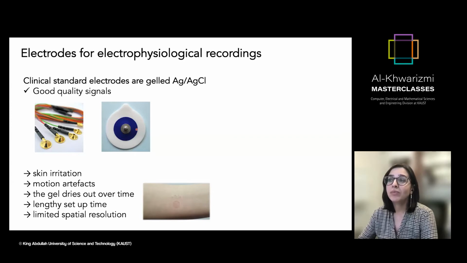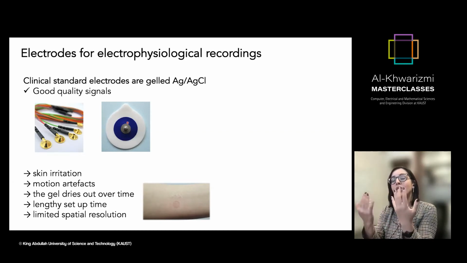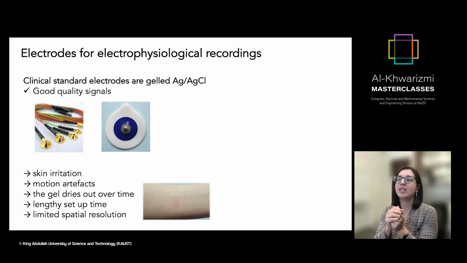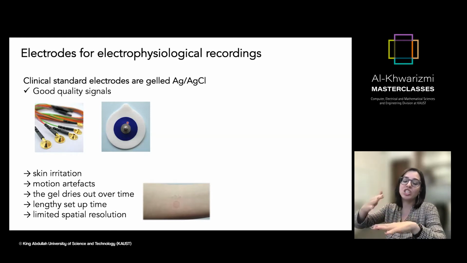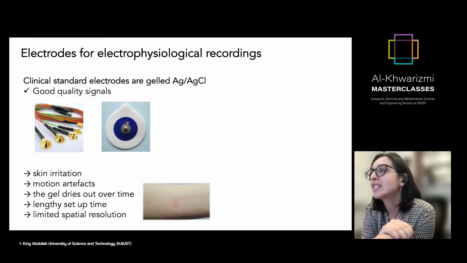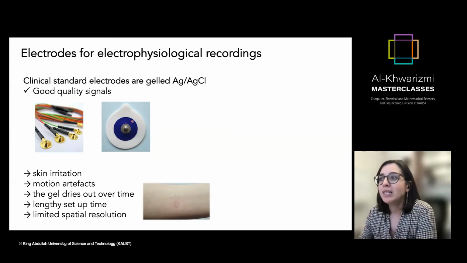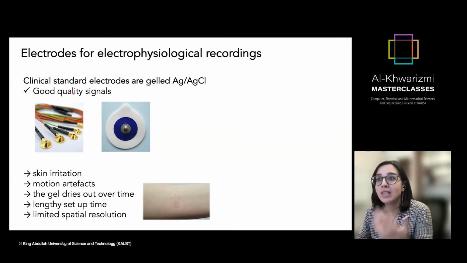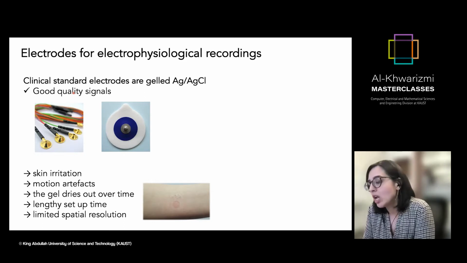So these are called gelled AgAgCl electrodes. AgAgCl is just a non-polarizable electrode, which is covered with a gel that contains ionic charges in it, so that the rigid, dry AgAgCl electrode has a very nice interface with your soft skin. And typically, these electrodes give quite good quality of signals. That's why they're the standard electrodes.